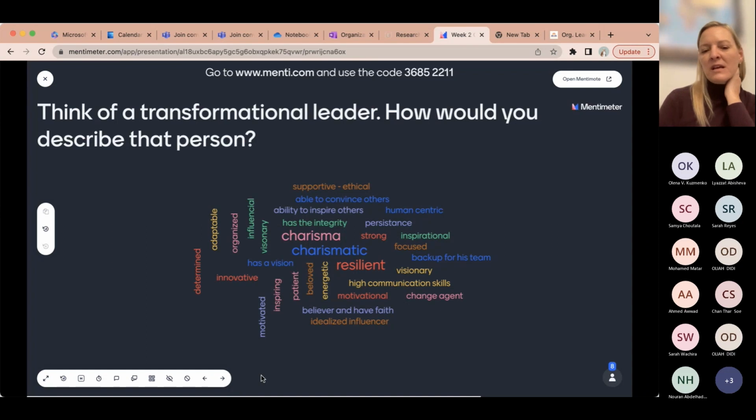Does anything stand out to any of you here? Or do you have a little bit of a story behind your transformational leader you were thinking of when you typed these words? Can you repeat your question again? Yes, I was asking, do you have a little bit of the story behind who you were thinking of as a transformational leader that made you think of these words? Yes, sure.